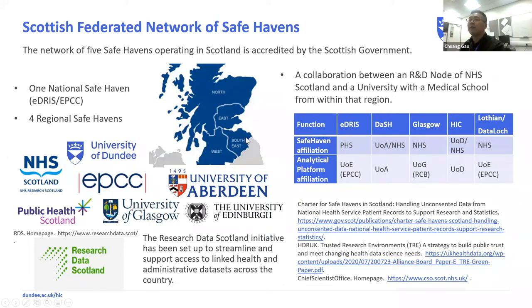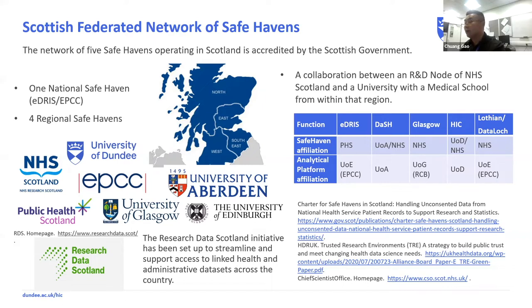Each safe haven is a collaboration between the research and development nodes of NHS Scotland and a medical school in the regional university. This table basically summarizes the safe haven collaborations. Aegis is part of Public Health Scotland, PHS. It commissions the Edinburgh Parallel Computing Centre, EPCC, which is part of the University of Edinburgh, to provide the national safe haven. And the Grampian Data Safe Haven, also called DaSH, is a collaborative relationship between the University of Aberdeen and NHS Grampian. It is a safe haven for the Grampian region, Aberdeen City and Aberdeenshire.